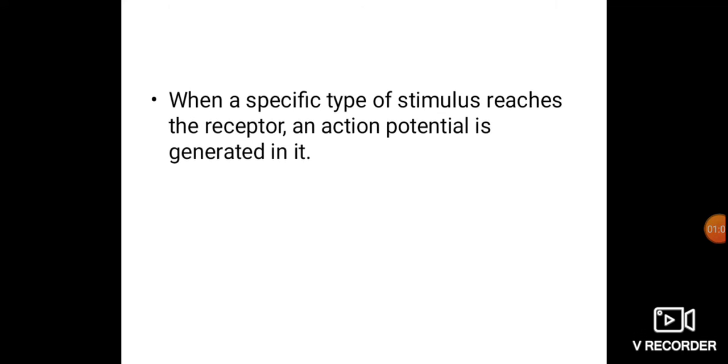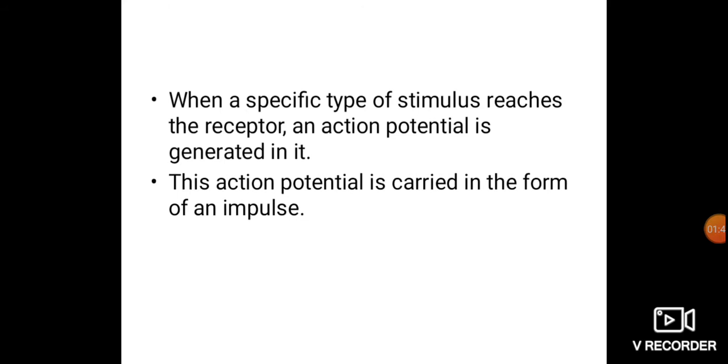When a specific type of stimulus reaches the receptor, an action potential is generated in it. When a receptor receives a stimulus, the stimulus generates a type of potential difference. That potential difference is turned into an action potential. This action potential is considered as an impulse. Or in other words, an impulse is defined as the sum total of electrical and chemical changes that occur in a neuron at the time of transmission of a stimulus. This action potential is carried in the form of an impulse.